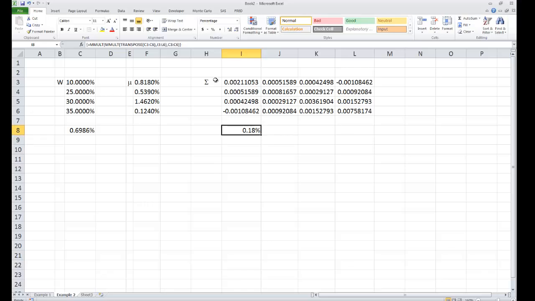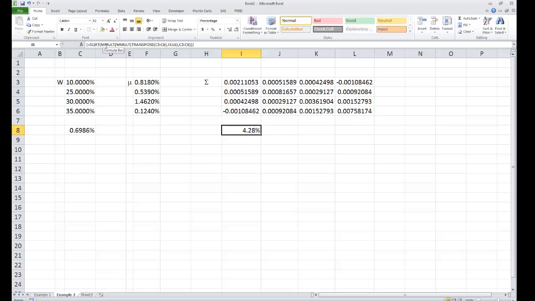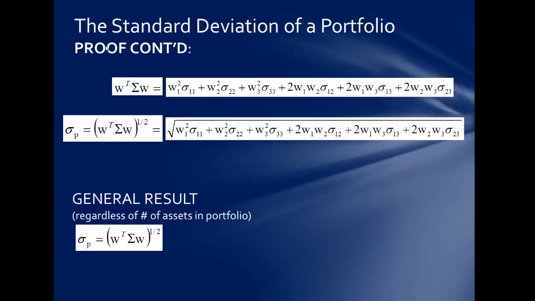Control-Shift-Enter, but remember we need the square root of that. So take the square root. Again, Control-Shift-Enter, and you can see that portfolio standard deviation is 4.28%. What I really want you to take away from it is this. Almost nobody has a portfolio with two assets. There's almost always 10 or 20 or 30 assets in a portfolio.